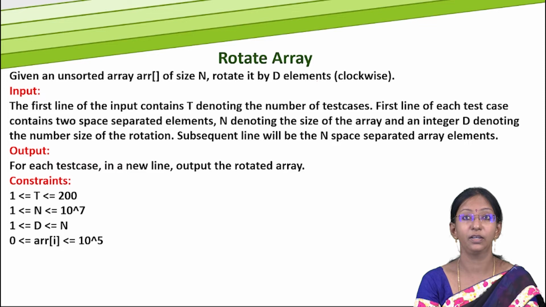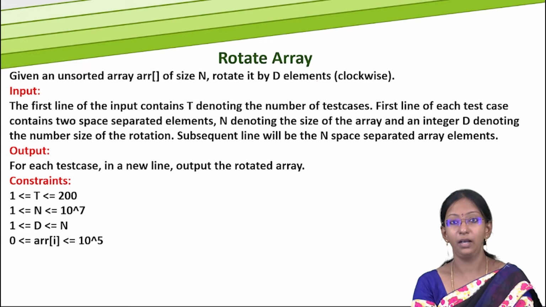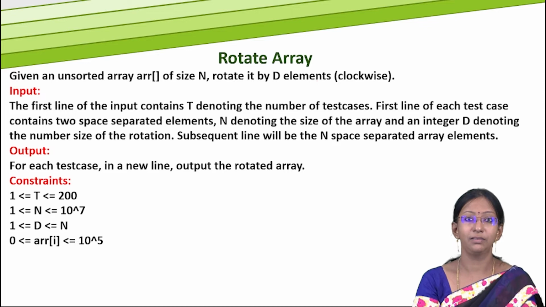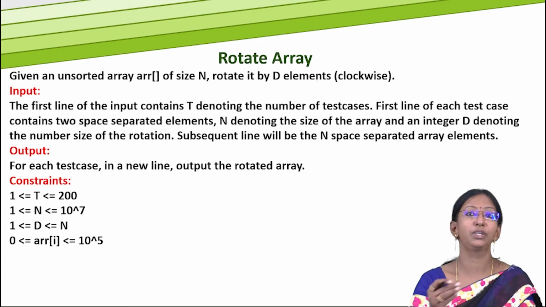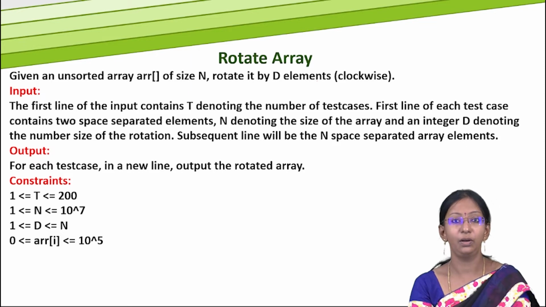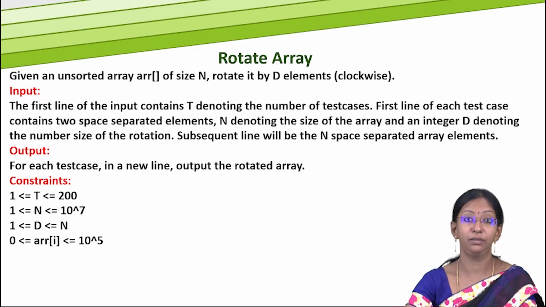The input what they are expecting is t number of test cases, right? In every test case, the first line will contain the n, that is the size of the list, and the d, that is how many number of clockwise rotations you need, right? Followed by the second line of input, I'm saying you need to read a list, an unsorted list of size n. And the final output, what we are expecting is a new line or a new list which is rotated in clockwise direction for d number of times.